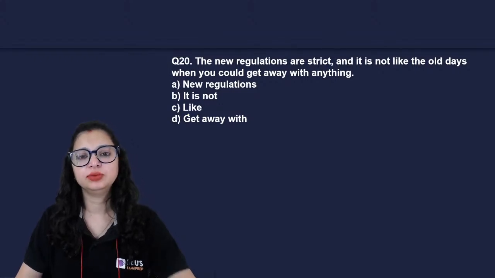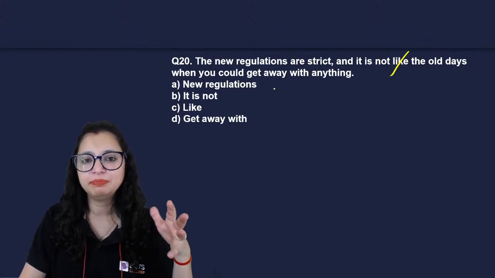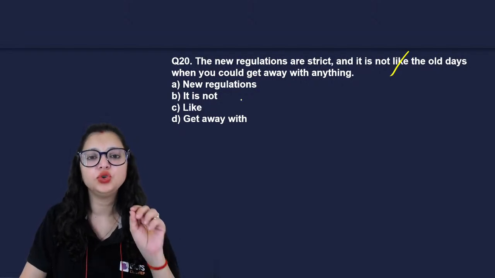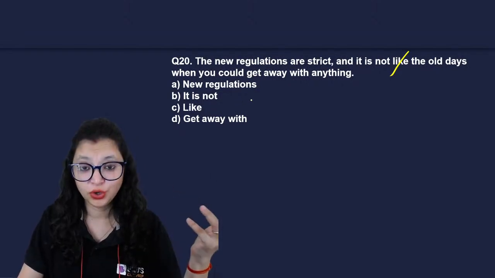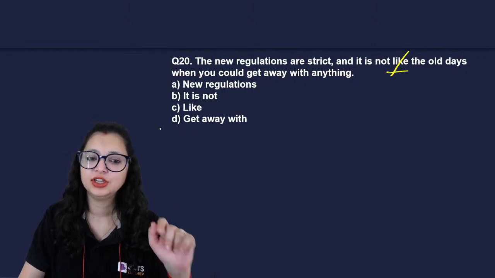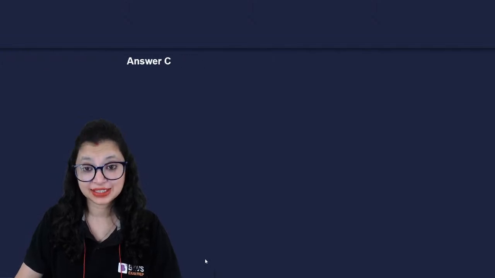Okay, so I'll tell you something. Like cannot be used here. The new regulations are strict and it is not like the old days. You're not comparing it here with like. Like is an incorrect word. Instead of like, you have to use as if the old days, similar to the old days, but you cannot use a like here. So C is going to be the part that's incorrect. Next question.